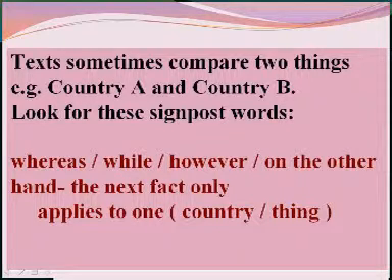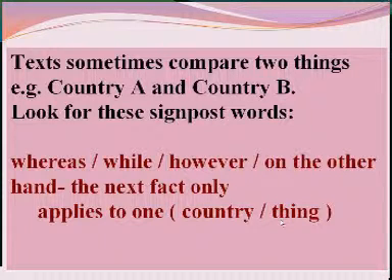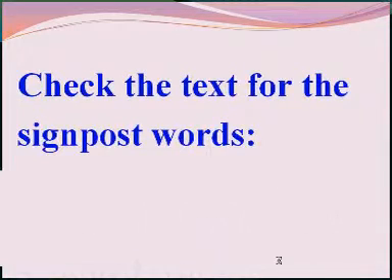Whereas and while. However, these words always tell you that we are going to talk about something different, or we will tell you the opposite of something that was mentioned before. On the other hand, when you are going to mention something different, you say on the other hand. The next fact only applies to one country or one thing. So this means you will talk about one of the countries, and this means we have a difference to talk about, not a similarity. Check the text for the signpost words now.